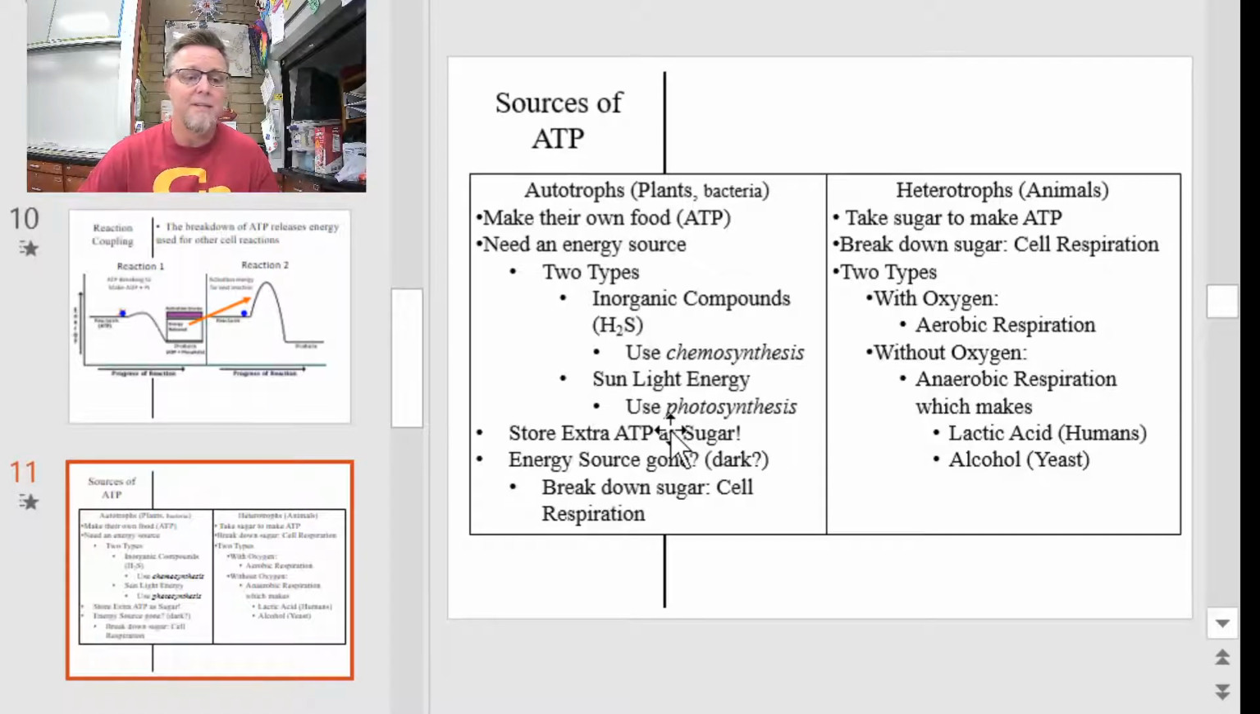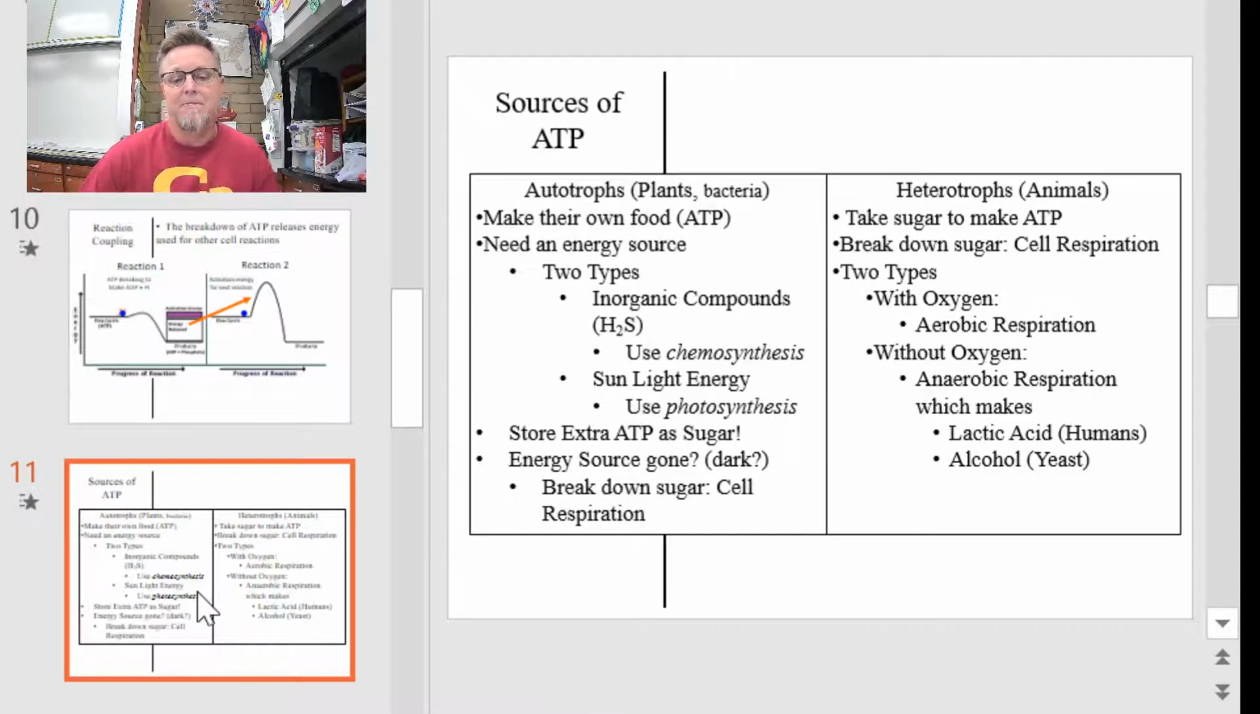If you're a plant, you can make your own food, right? And ultimately then your own ATP from cellular respiration. But you also need an energy source in order to do that. It could be an inorganic compound like hydrogen sulfide. That's what chemosynthesis is all about. Or sunlight, which is what photosynthesis is all about.